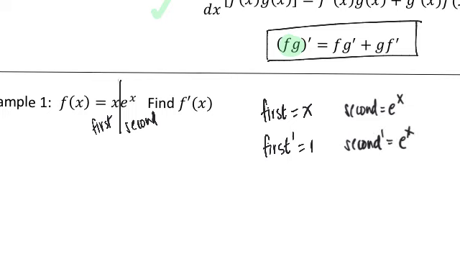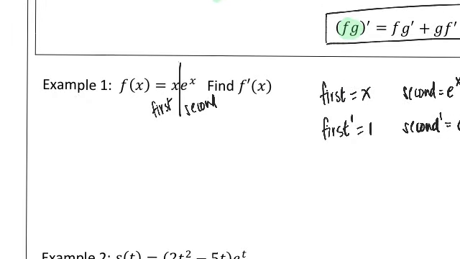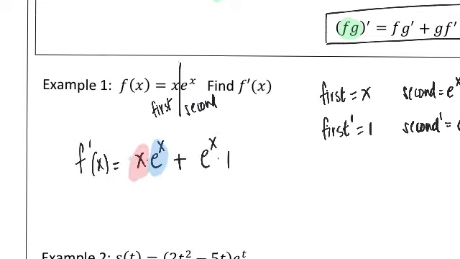But the first function here is x. Its derivative, or the first prime, is 1. The second function is e to the x. Second prime is e to the x, right? So then the derivative of the product is going to be the first times the derivative of the second plus the second times the derivative of the first. And you can write it out like that as you think about it. Say that in your mind first. So first times the derivative of the second plus the second times the derivative of the first.